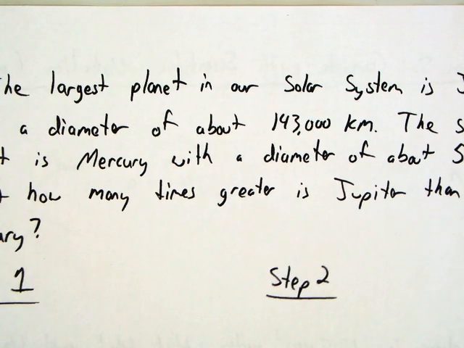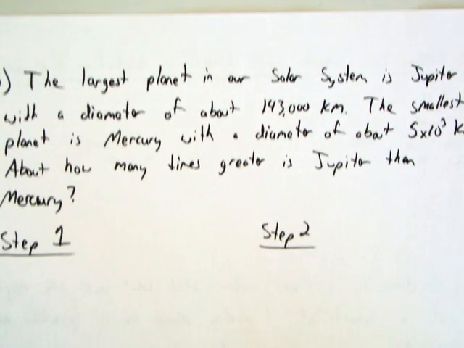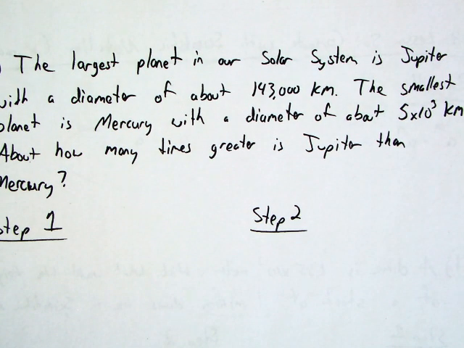All right, let's look at one more problem. It says the largest planet in our solar system is Jupiter, with a diameter of about 143,000 kilometers. Diameter means the distance straight across through the center. The smallest planet is Mercury, with a diameter of about 5 times 10 to the 3rd kilometers. About how many times greater is Jupiter than Mercury?